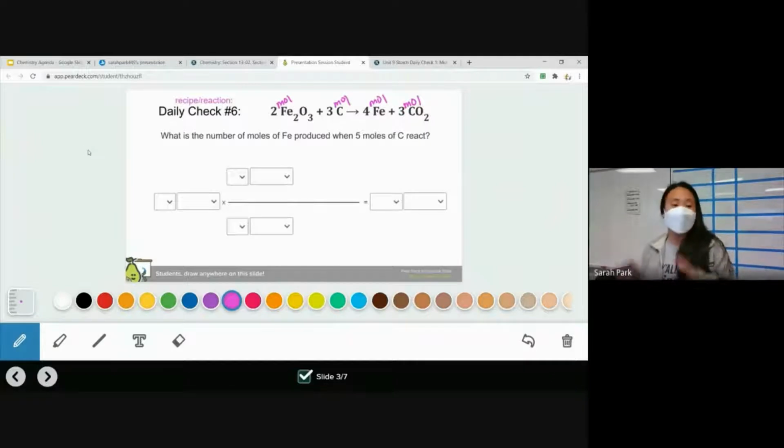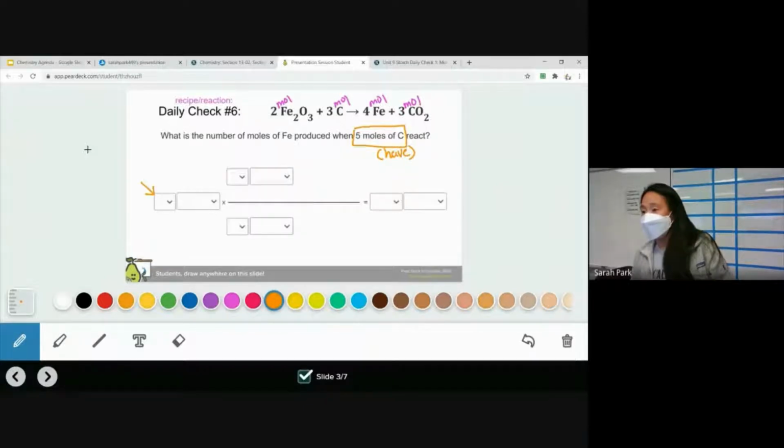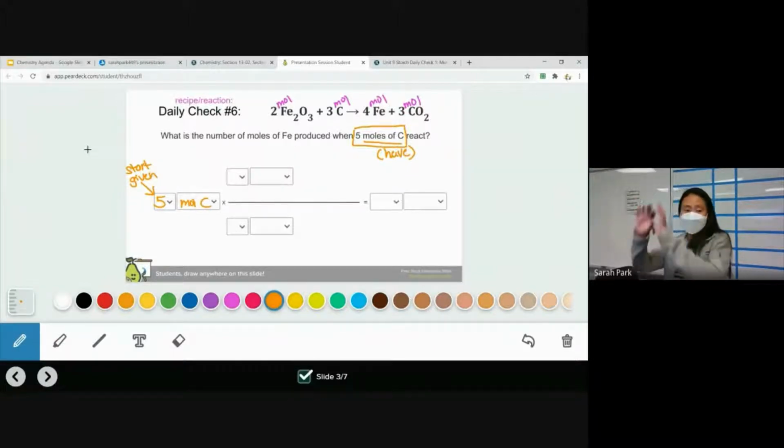Okay, so things to just label real quick. This is the thing that's given to me in the problem, right? This is what I have. This is the number that you're starting with. What did you start with? What was given to you in the problem? What number is it? It's 5. That should be like the easiest number to put down here. What does it say? Moles of carbon. So you know moles of carbon is what you're starting with. This is what we start with. Boom. Very good. Thank you, Edwin.